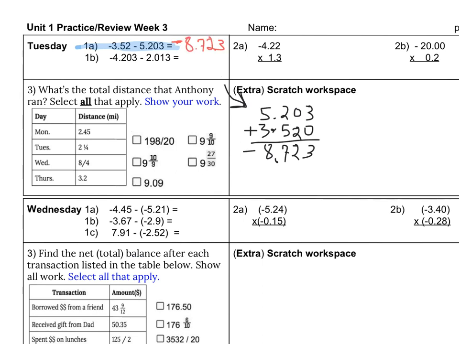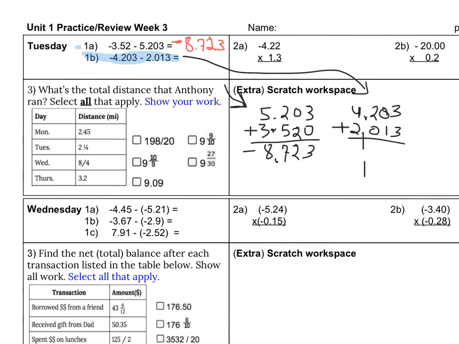It's going to be the same process for 1B. Since you have a negative 4.203 and we're going to subtract 2.013, it's the same sign, so we're going to add them up and then keep the sign negative for our final answer. All right, notice I stacked it up. I lined up my decimals. Those should be lined up.